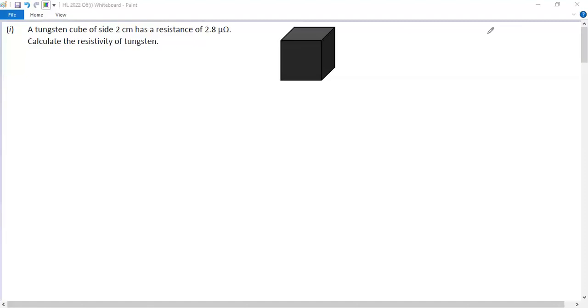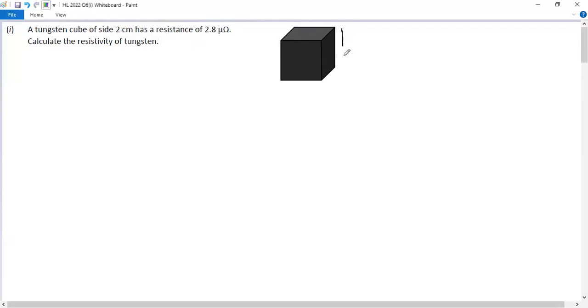Let's have a look at what they were asking us to do for 7 marks in this one. So they have a tungsten cube of side 2 centimeters, has a resistance of 2.8 micro ohms. Always watch for these little micros and millis. Calculate the resistivity of tungsten. Okay. And they even drew us a little cube and everything on the exam paper this year.